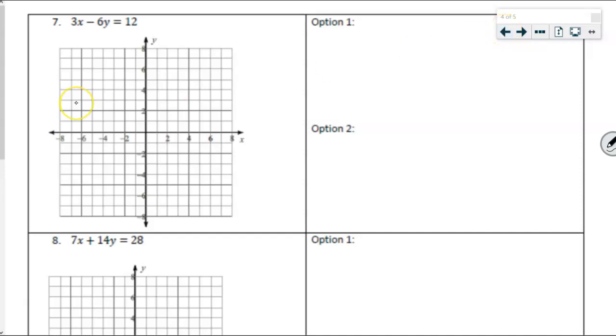Should we try one more? Okay, option 1, I'm going to walk you through this one, and then I'm going to let you practice on your own without as much guidance. Option 1, remember, is solve for y.